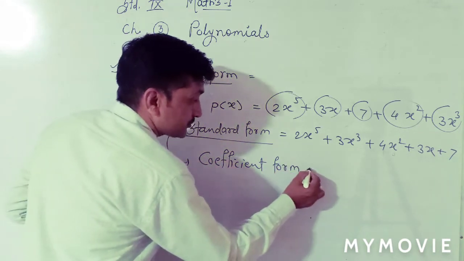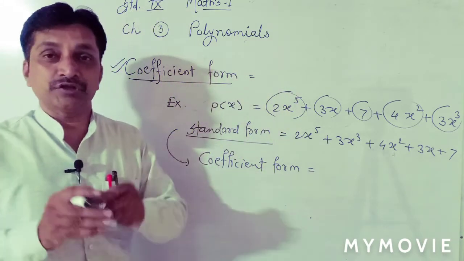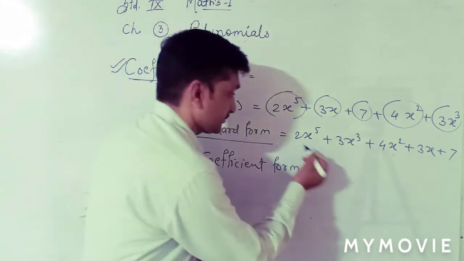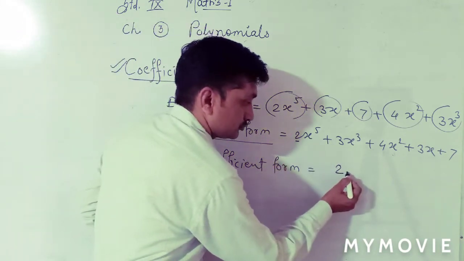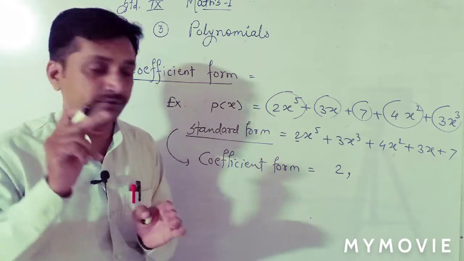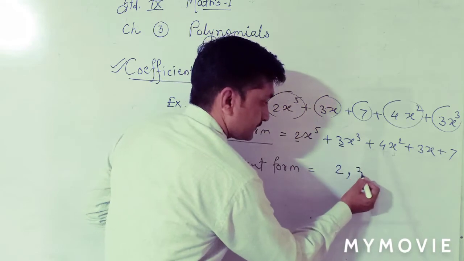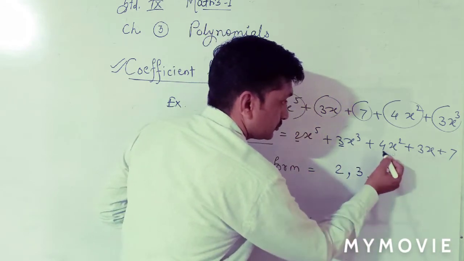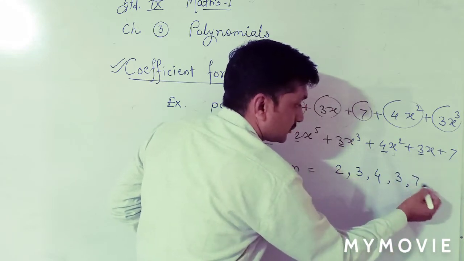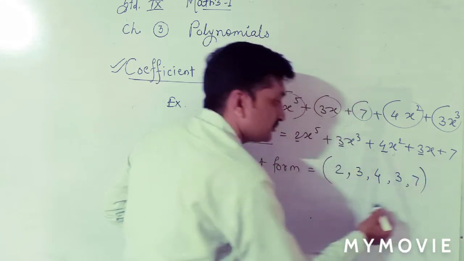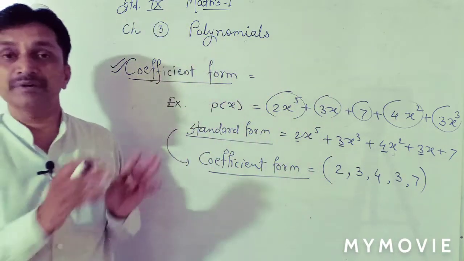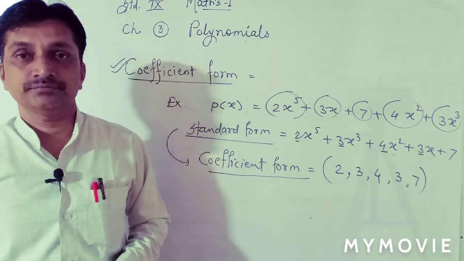Now for coefficient form, what to do? Just write the coefficients, only coefficients together. What is the coefficient here? 2. Give a comma. Separate each coefficient by a comma. Second coefficient 3. Third coefficient 4. Next coefficient 3. And last 7. And write all these coefficients in brackets. This is called coefficient form. This is the method to write coefficient form.